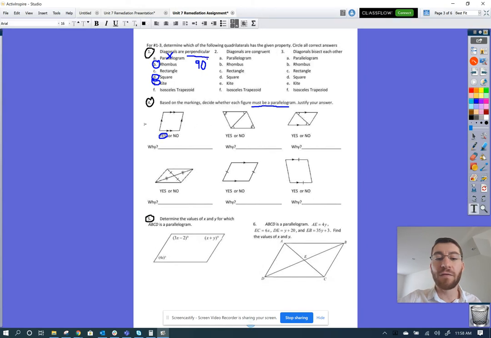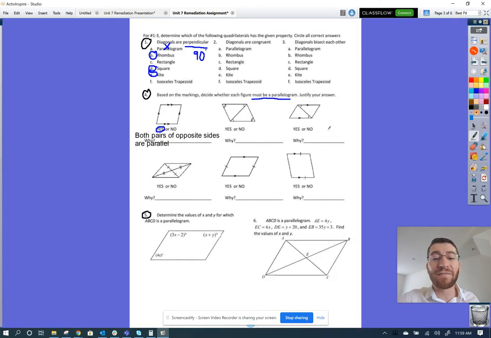And our reasoning for that is, I'm going to just type this in here, because both pairs of opposite sides are parallel. Okay, so you want to just reason by definition, and so that reasoning will help you complete the next 5. If it does not meet the definition of a parallelogram, you would say no, and you could say that there's not enough information. All right, let's move on to number 5.